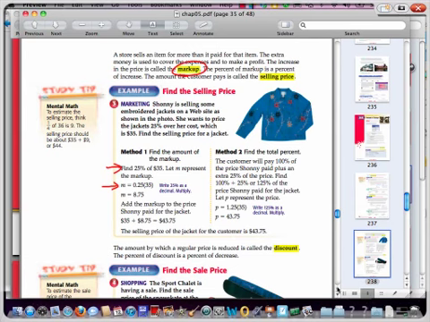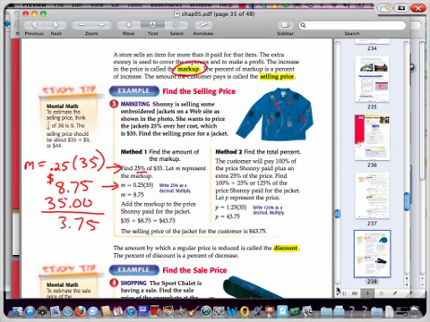So pretty simple problem. We're just going to change our 25% to a decimal. We get 0.25 times our $35. That's going to be our, they call it M for markup. And so it becomes $8.75. That's how much she needs to mark it up. And the original was $35. So the total price is going to be $43.75. That allows her a 25% markup.